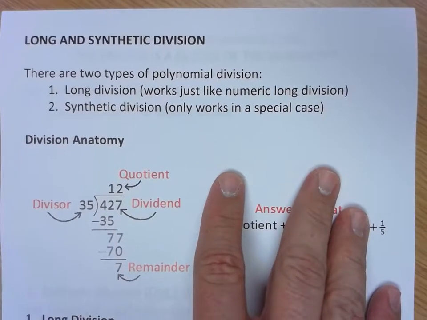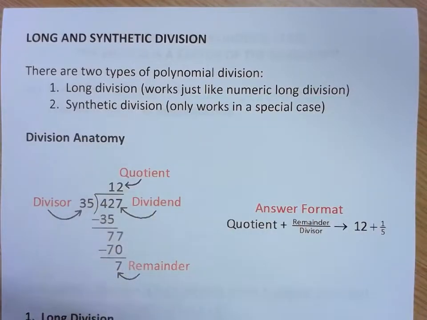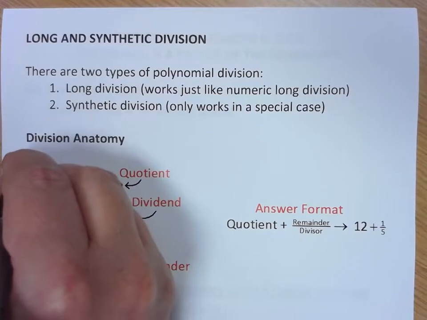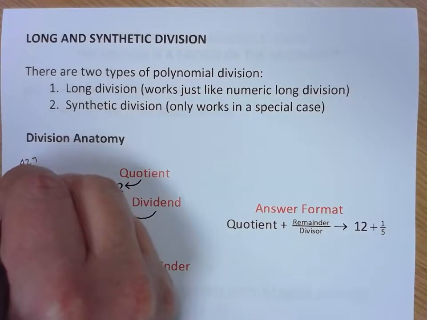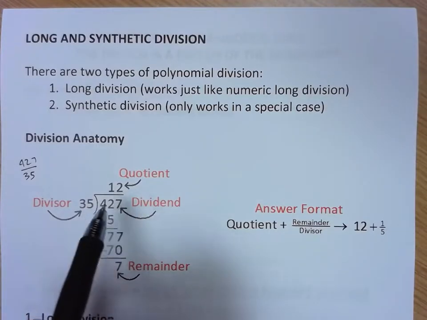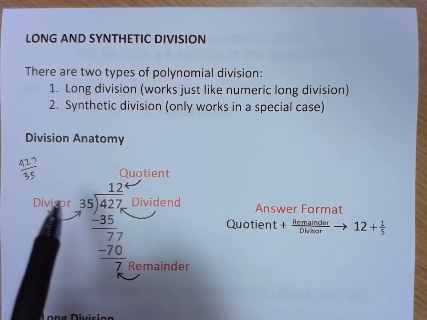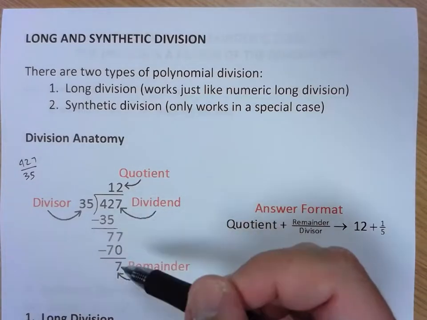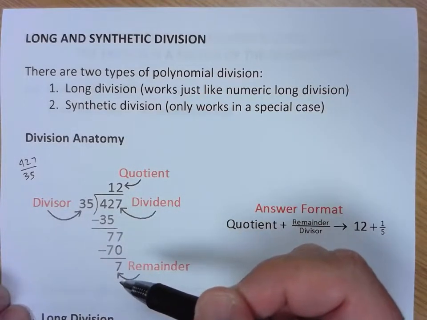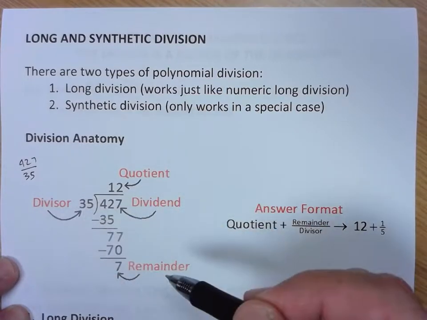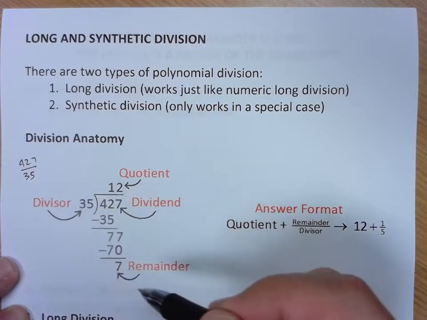So just to remind you, when you're doing a division problem, this could have started off as the fraction 427 divided by 35. So your numerator becomes what's called the dividend in the long division. Your denominator becomes the divisor. Then you go through the process of doing the division algorithm. It's probably been a while since you've done this, but just to remind you, the process kicks in something like this.